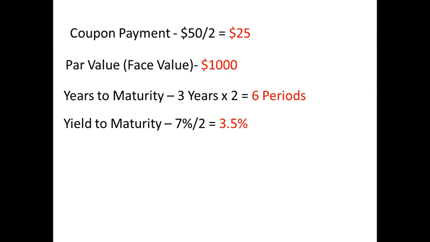We need to find the number of payment periods, the amount of the payments, and the yield to maturity for each period. If there are 3 years left to maturity and the payments are made semi-annually, then there are 6 payment periods remaining.